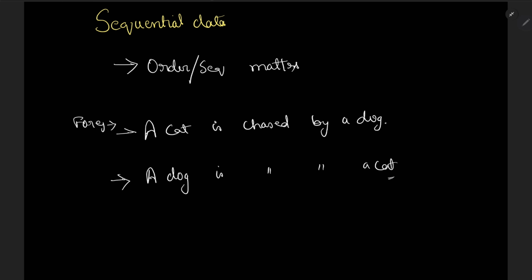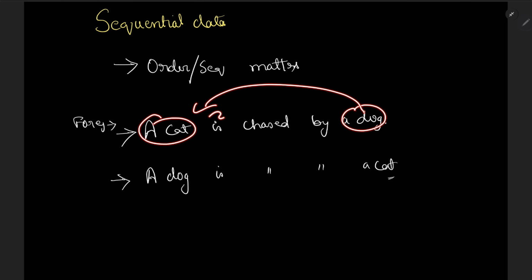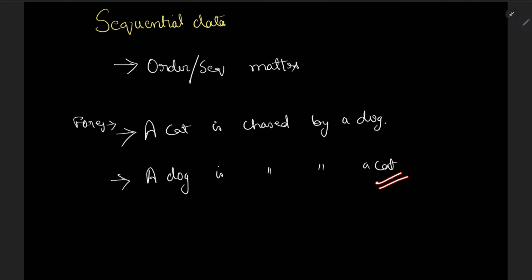Now you can clearly see these two sentences. Just by swapping these two words, I'm getting a new sentence of different meaning. So this is the reason why order or the sequence matters in our data. Now to deal with this kind of data, we need a different model which is RNN.